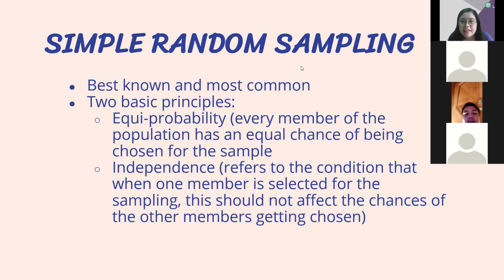Okay, how about experimental? Later, I will also discuss what are you going to write in the sampling technique of the experimental studies. And then there will be independent. So this refers to the condition that one member is independent and that the selection of this member will not affect also the selection of the other members. So iba-iba sila.